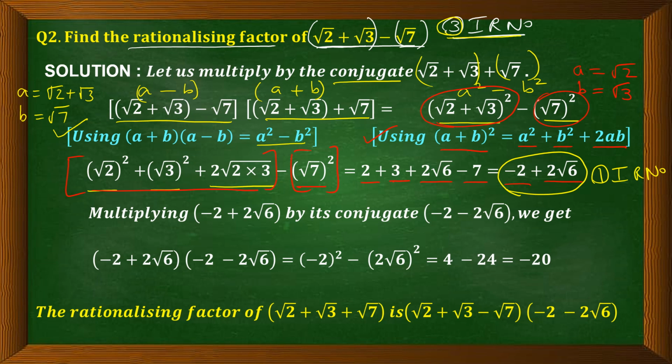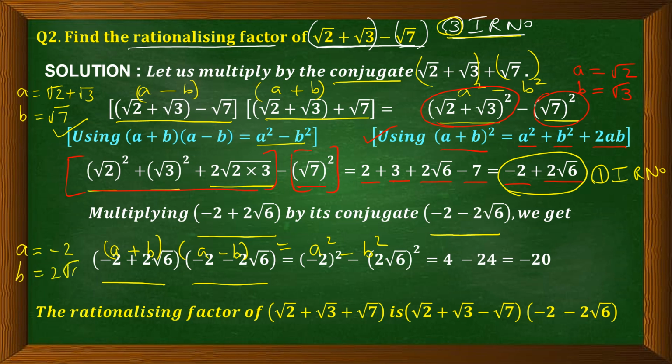So for that we need a conjugate. Conjugate is, as I have told, the same terms with the opposite sign. So for minus 2 plus 2 root 6, its conjugate will be minus 2 minus 2 root 6. Now let us multiply both, so the given expression multiplied by the conjugate. So it is a plus b into a minus b, which is equal to a square minus b square. This identity we are going to use, but over here now the a will change. A is minus 2 and b is 2 root 6. Earlier the a and b were different. Now a and b are different.